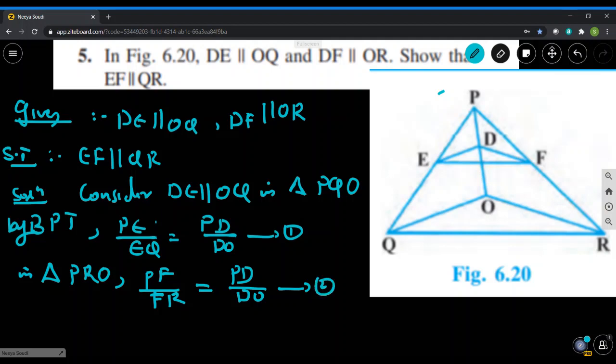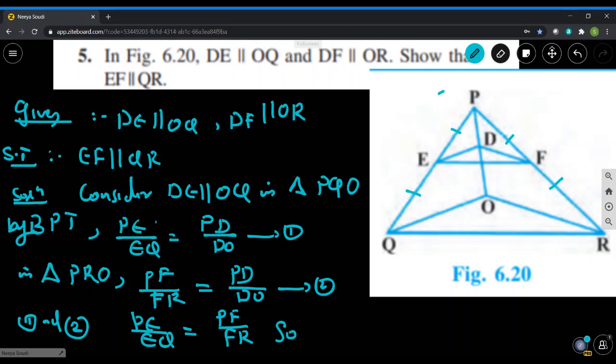1 and 2 RHS are same, so by using 1 and 2, we will get PE by EQ is equal to PF by FR. This is, you see, PE by EQ is equal to PF by FR. In the figure you can see PE by EQ is equal to PF by FR, which means by converse of basic proportionality theorem, EF is parallel to QR.